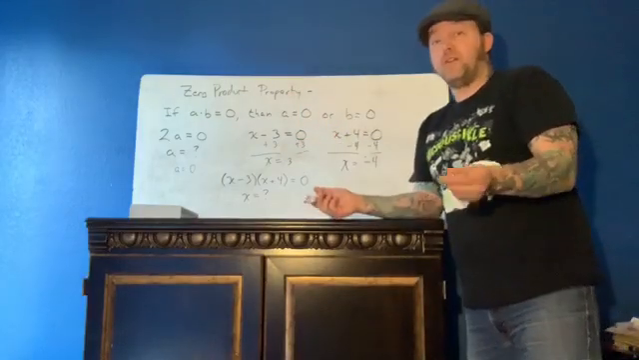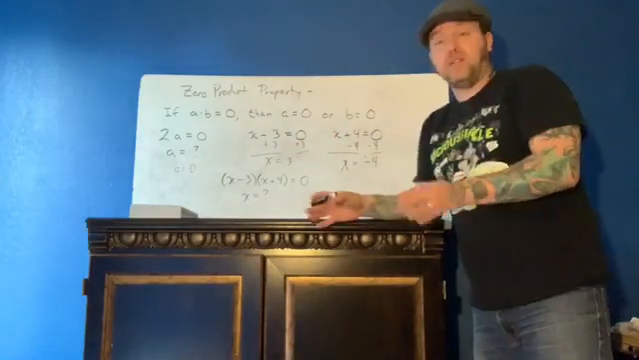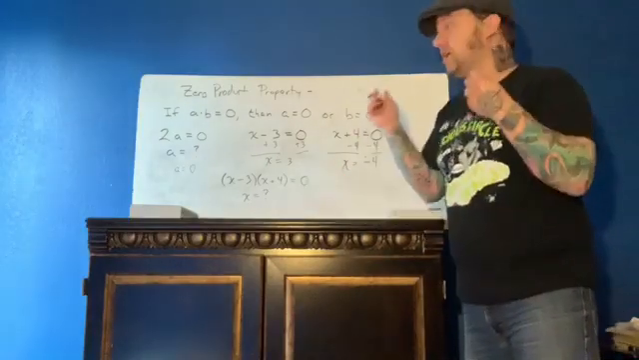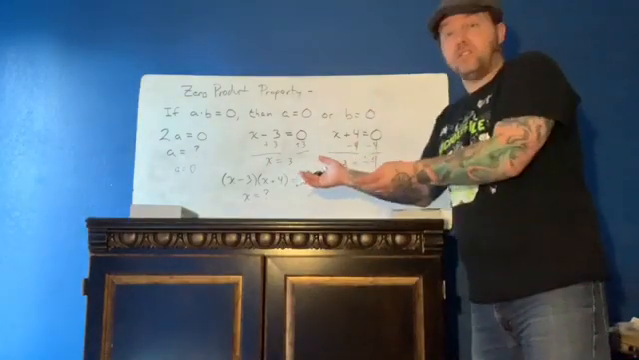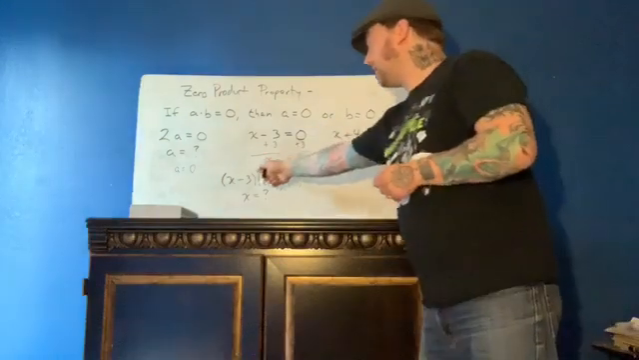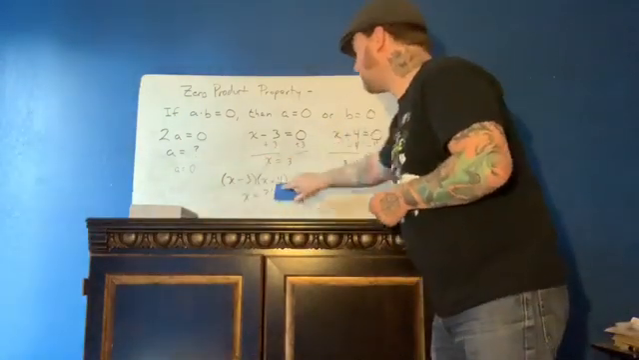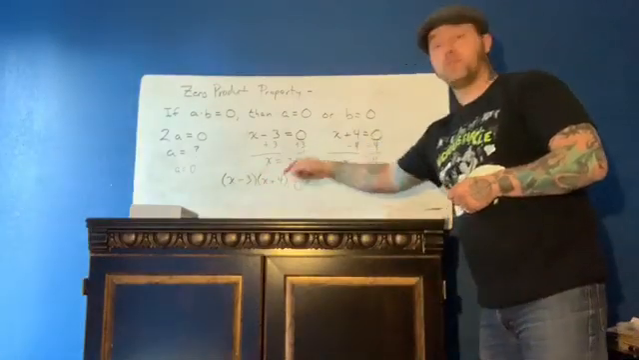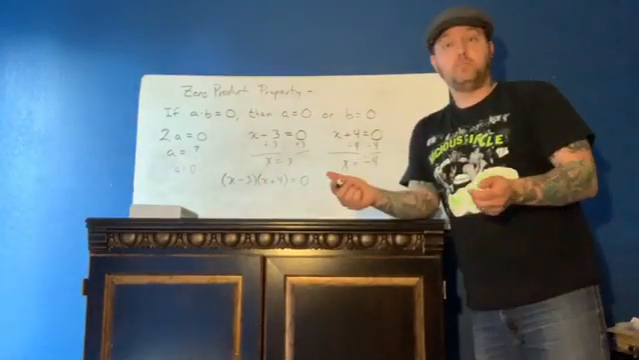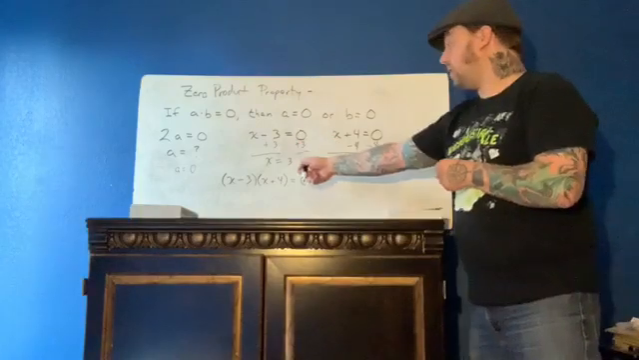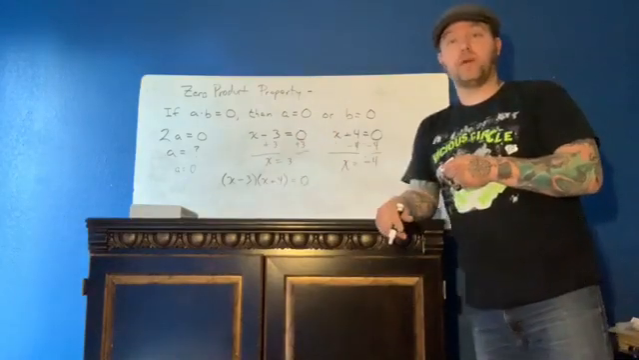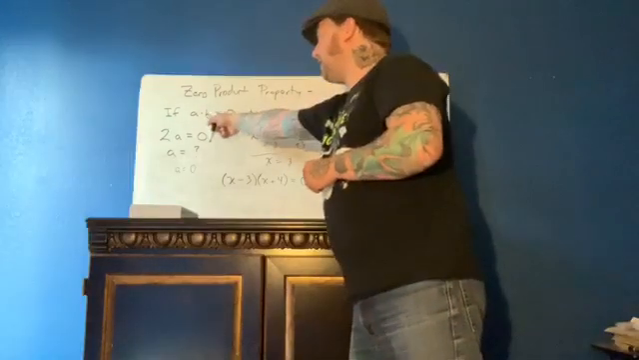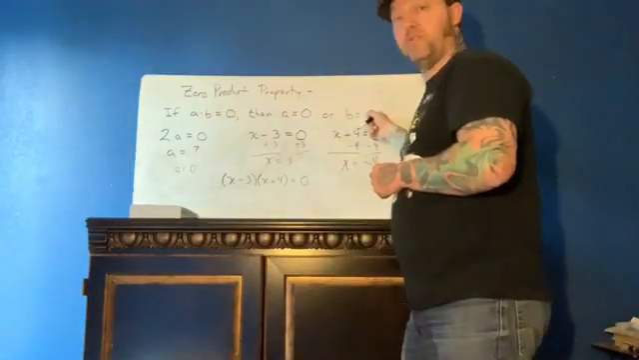Remember, we've been factoring for the last couple weeks, right? So why do we factor? I don't know. Was it just to simplify it? Or, let's look at this. x minus 3 times x plus 4 equals 0. Okay. So what do we know about the zero product property? Zero product property says, if A times B is 0, one of them's got to be 0.